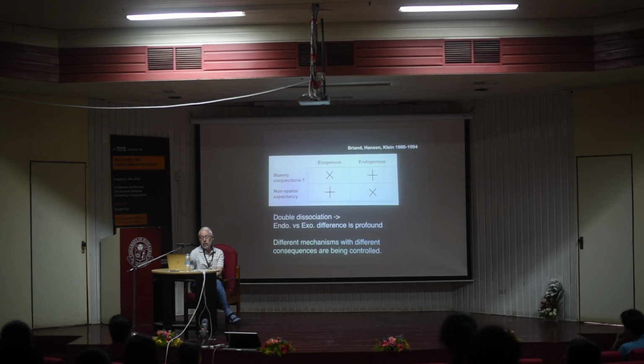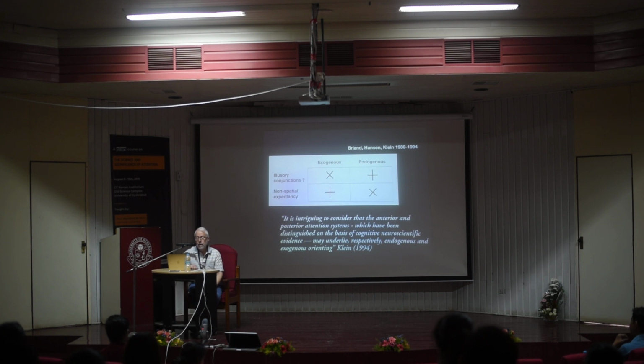But if we put the Brienne result together with this finding with non-spatial expectancy, so something that's not about space, it's about the identity of the target that's going to be presented, we have essentially a double dissociation. I'm using X to represent interaction and plus to represent additivity in the reaction time patterns. And as you might recall from Sternberg, X implies overlap in stages of processing, and additivity implies no overlap. So this is a double dissociation. It really tells us that endogenous and exogenous orienting are kind of dramatically different.